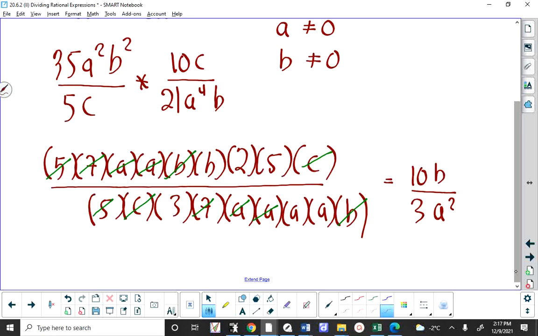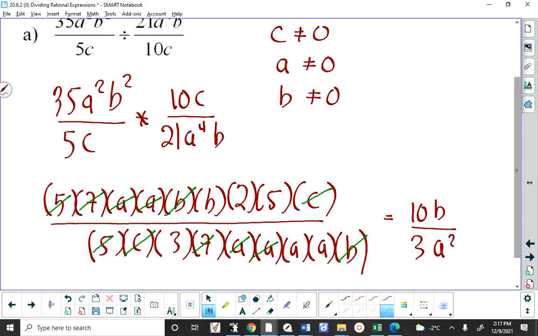Are we in agreement there? What's very interesting is A, B, and C are not allowed to be equal to 0. There isn't even a C in the expression, but it doesn't matter. You need to say that.